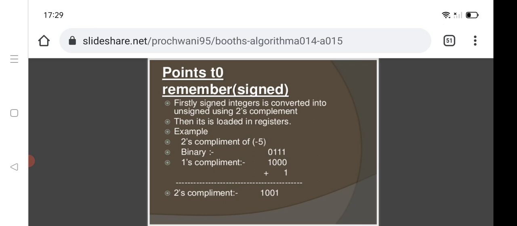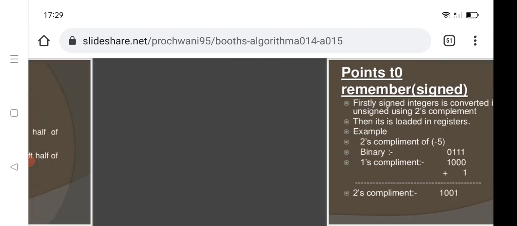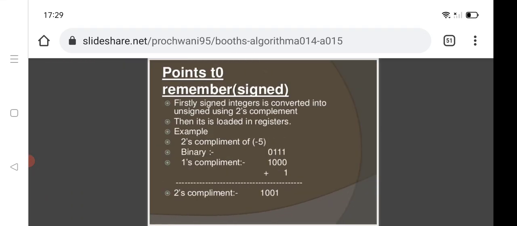Before getting into that, let us talk in terms of signed numbers. Whatever we have discussed is for unsigned numbers. The same rules you are going to follow for signed numbers, but a signed number will be loaded in 2's complement form. So whenever I see a signed number, firstly the signed integer is converted into unsigned by using the 2's complement. Then it is loaded in the register.